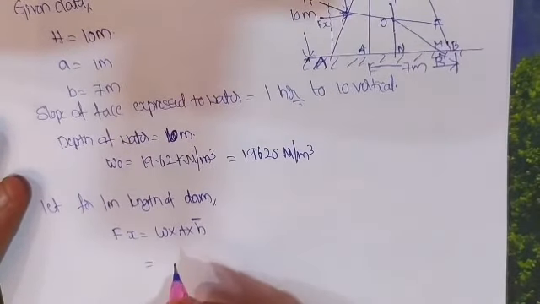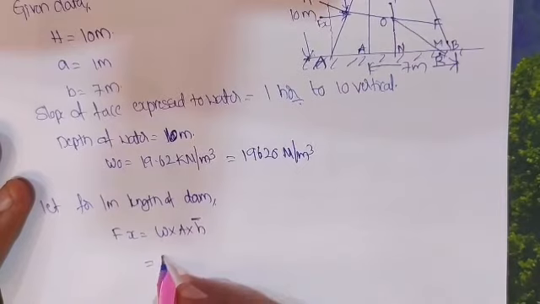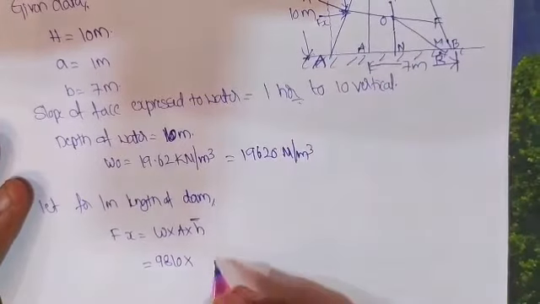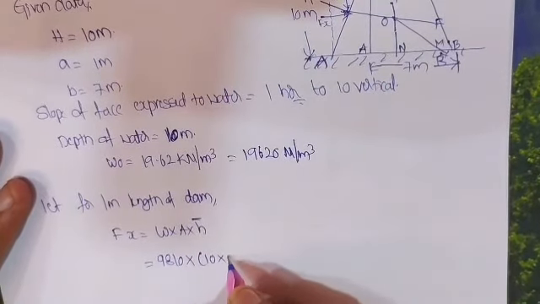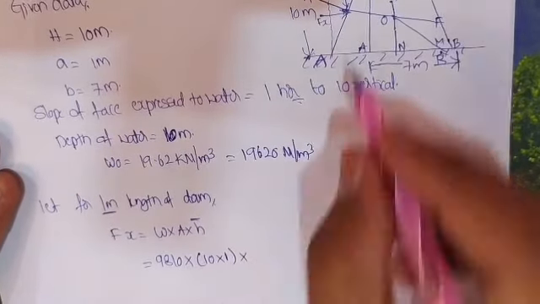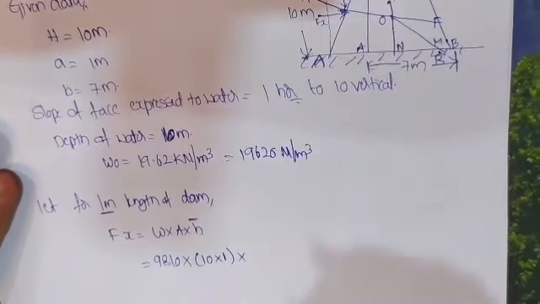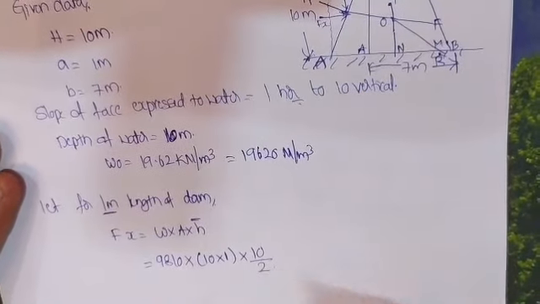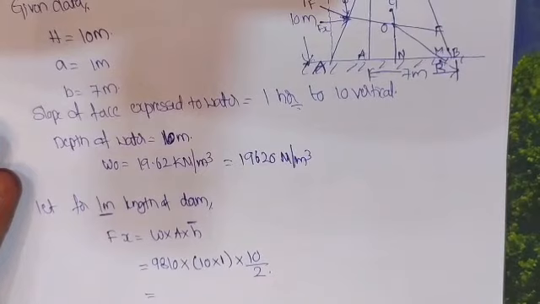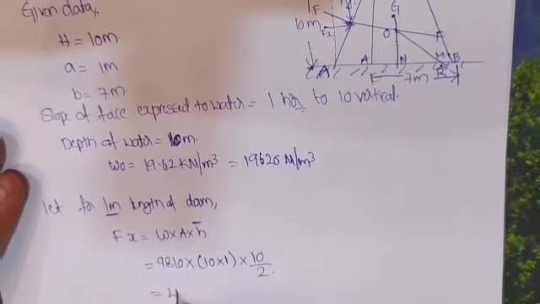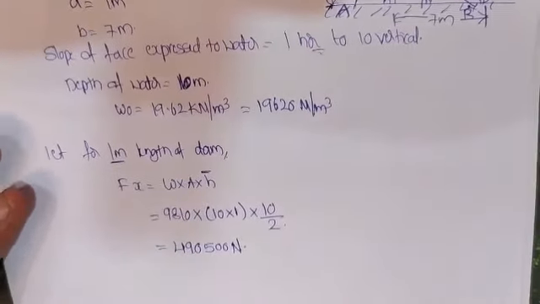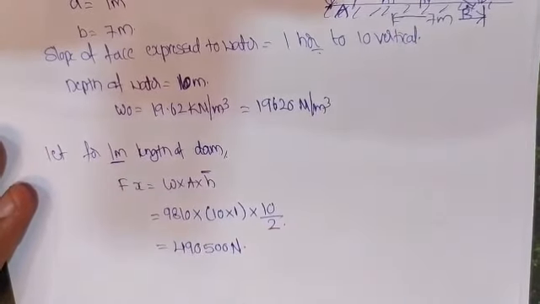From this, W is nothing but the weight density of water, 9810, into the area of our dam, where the total height is 10 and the length we have taken as 1 meter, so the width will become 1, and the value of H bar will be from here up to the CG. For the total height of the dam we are going to consider 10 by 2. So the value is 490,500 newtons.